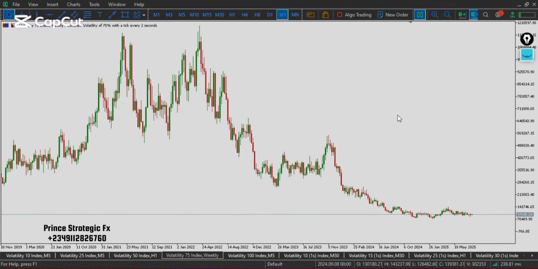This is exactly how I catch my entries on Volatility 75 before the real move. If you are interested in learning exactly how I take my trade, or how I catch my entries on V75, from a very good entry level to a massive profit, in this video I am going to be exposing everything to you.